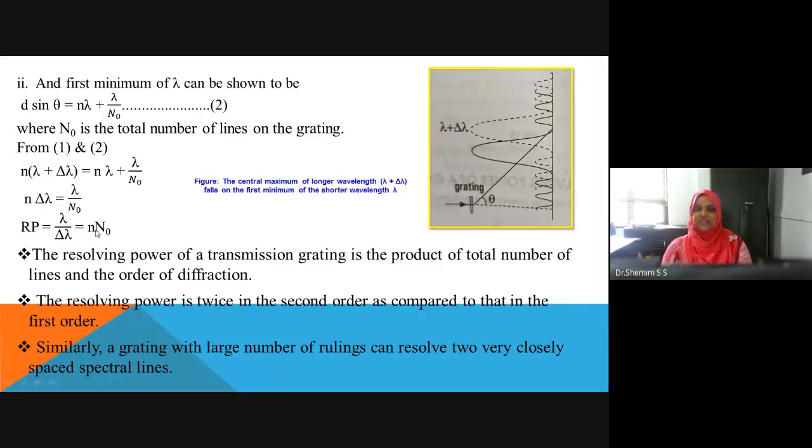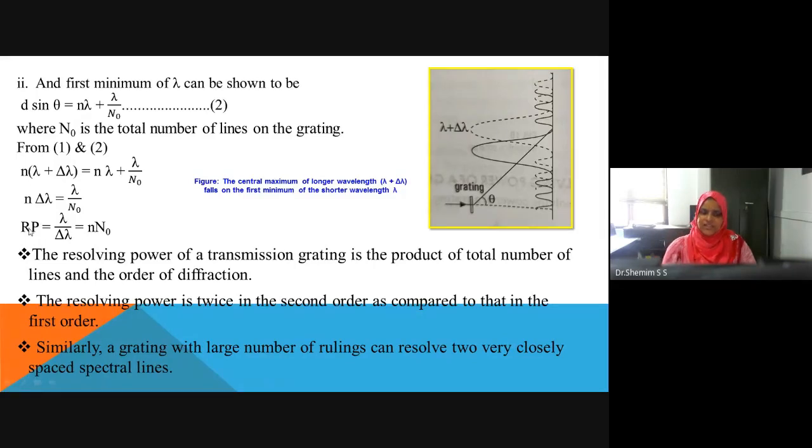So we can say that the resolving power of a grating is equal to small n into N0. The small n is the order of diffraction. Capital N0 is the total number of lines of the grating. Then the resolving power is equal to n into N0. Small n into capital N0 is the resolving power of a grating.